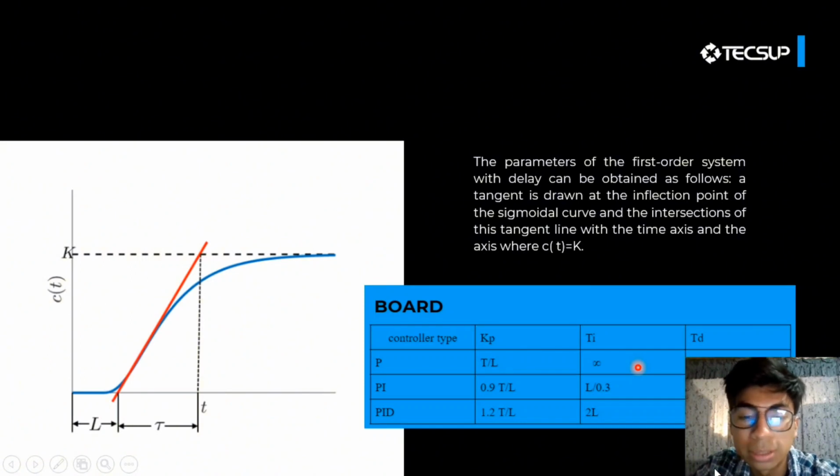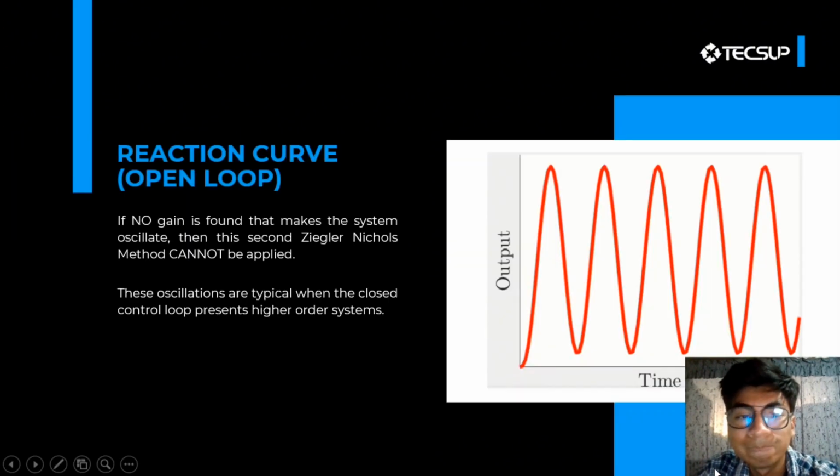Here we have a board that presents this operation, where we have now the open loop response curve. If no gain is found that makes the system oscillate, then this second Ziegler-Nichols method cannot be applied. These oscillations are typical when the closed control loop presents higher order systems, like we have in this graph.